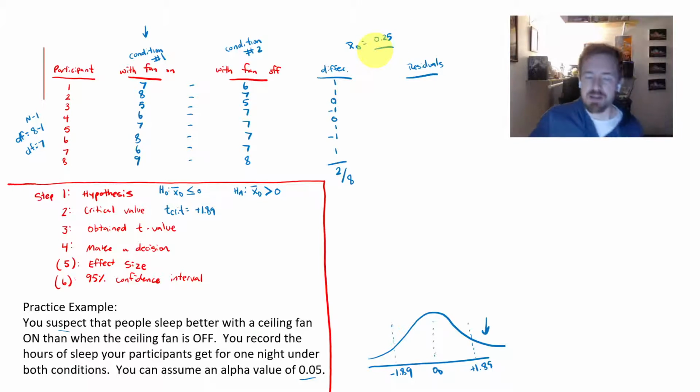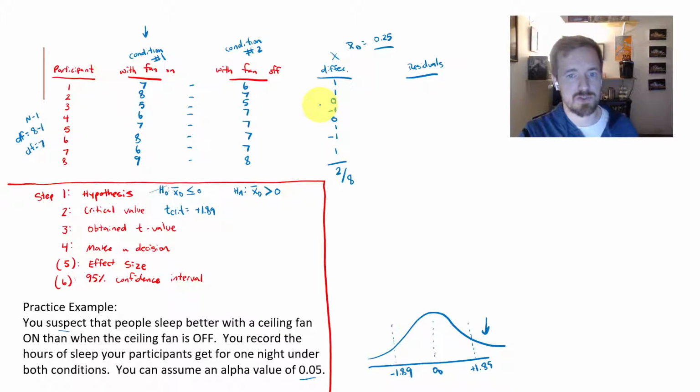In other words, the average difference that people have when they have the fan on versus when they have the fan off is about a quarter of an hour of sleep. People get more sleep when they have the fan on compared to a fan off. But we need to make sure that's statistically significant. So let's go through all the hurdles here. Now that we have this column right here, we can think of this as like our X column. We're going to be doing all the same steps we've done so far this semester.